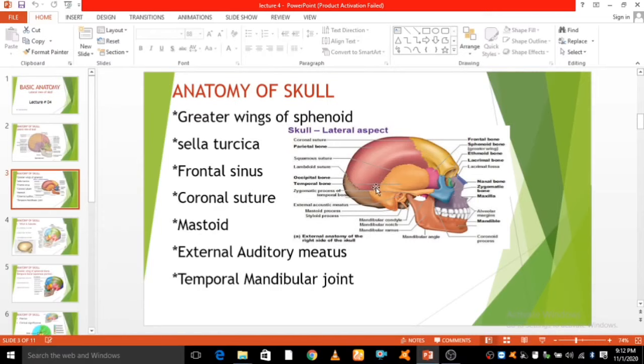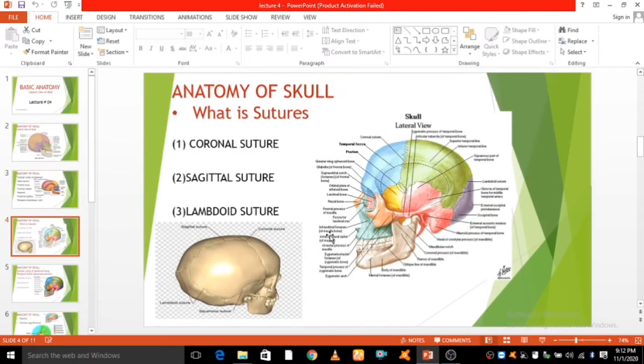This is the lateral view of the skull. It shows the large rounded zygomatic arch, the upper and lower jaw, and a great view of the sphenoid, sella turcica, frontal sinus, coronal suture, mastoid, external auditory meatus, and temporomandibular joint. These are all shown on the lateral side of the skull.